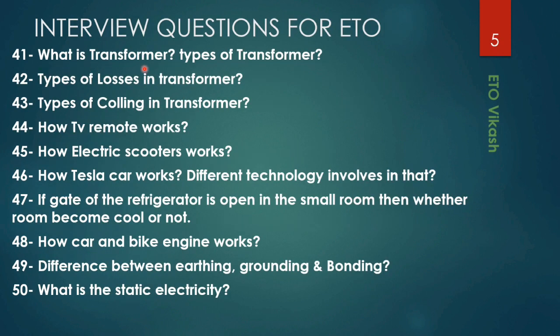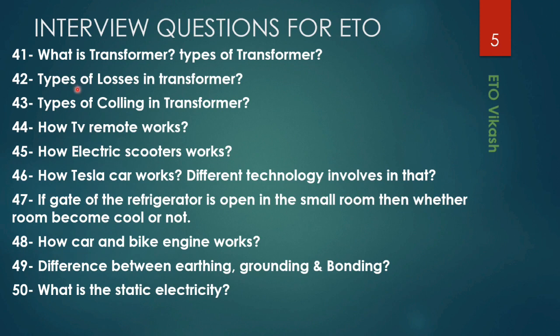What is a transformer and types of transformer? A transformer is a device which converts one level of voltage to another level, so it can step up or step down. And types you can see: step up, step down, and also instrument transformers, PT and CT, potential transformer and current transformer. These are for measuring voltage and current.